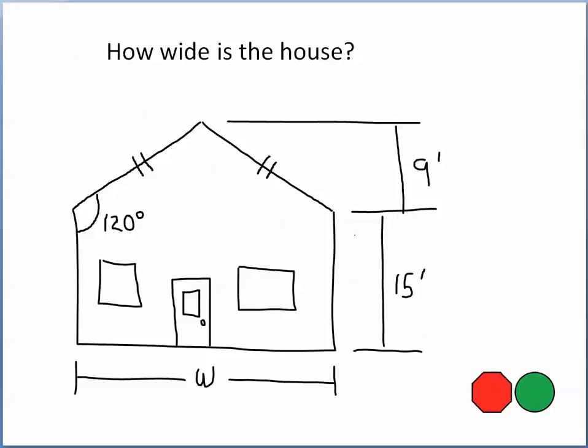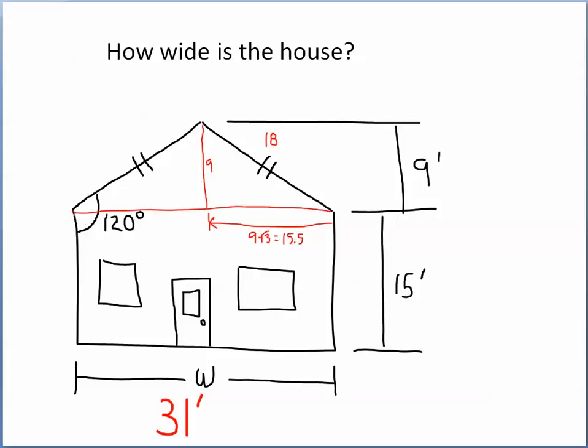Okay, let's see how you did. Well, it works like this. If I drew a line right up here like this, that's the same width as the house. And if this is 120 degrees total, then this is 90 degrees here, which makes this 30 degrees here, which makes this a 30, 60, 90 triangle.